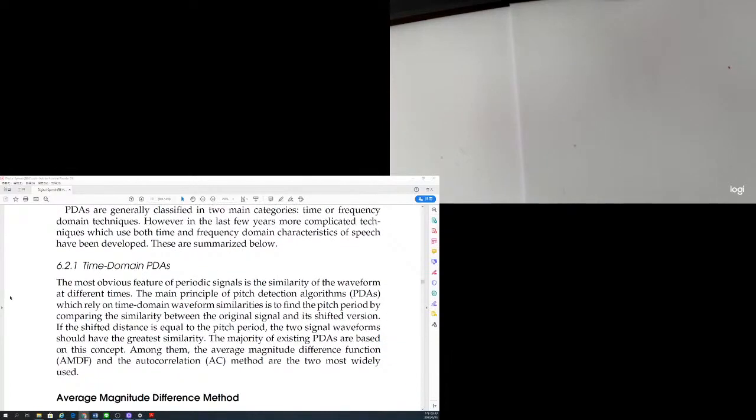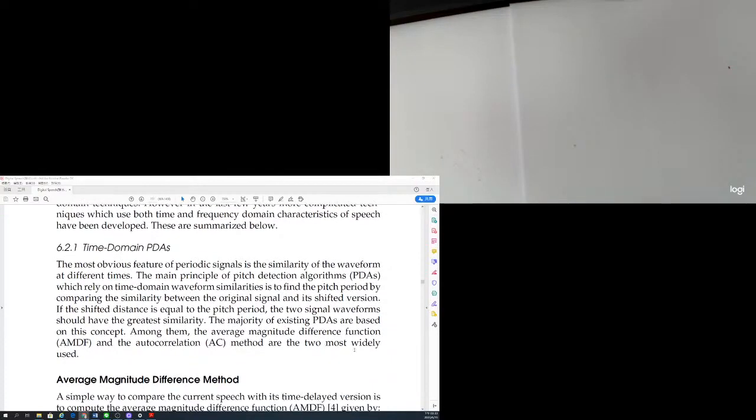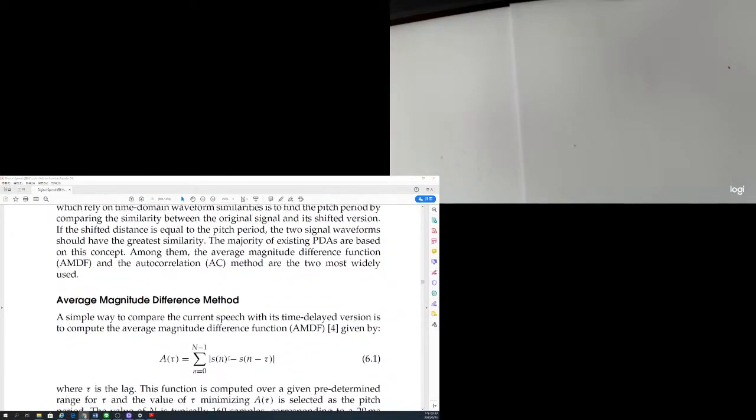We are talking about this one. The first one is the average magnitude difference function. That one just moves your waveform by a tau here. Tau ranges from 16 points to 116.